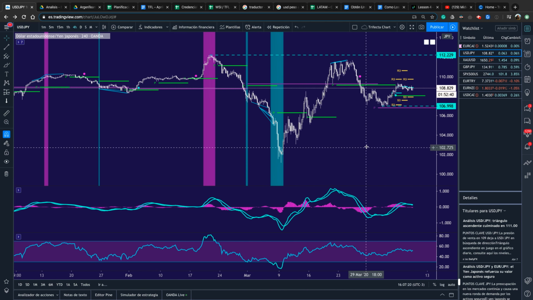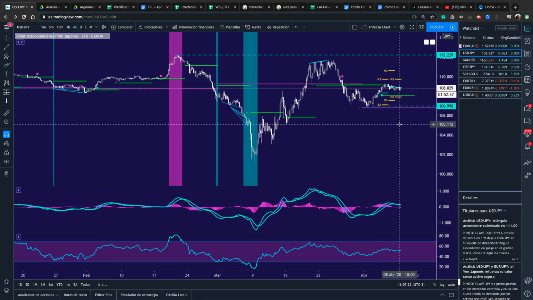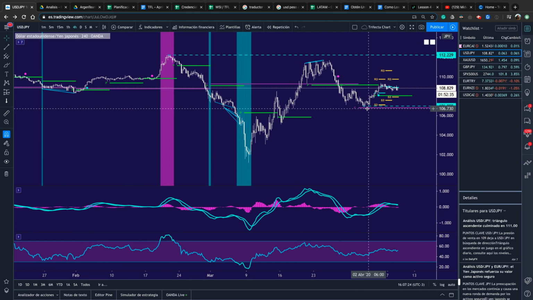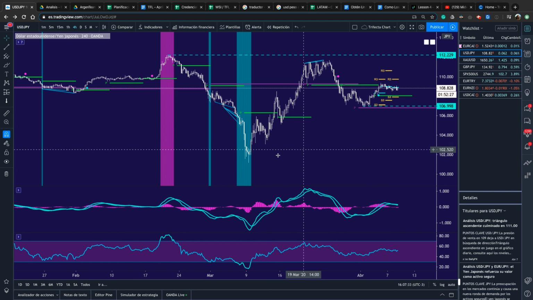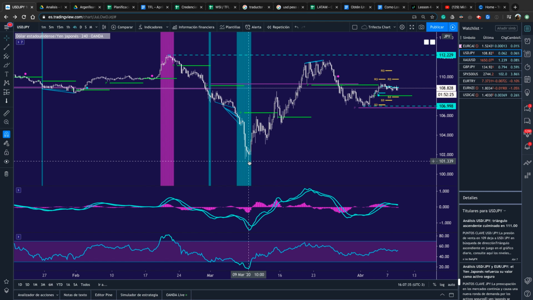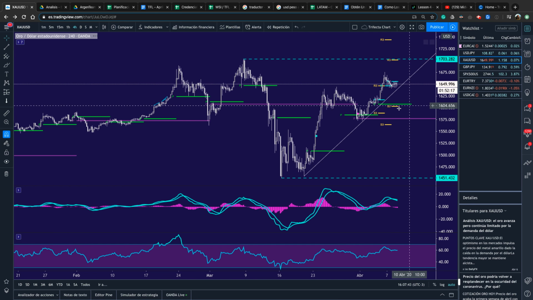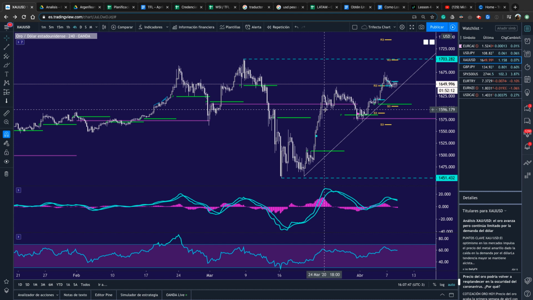I don't think that the market is going to break these kinds of levels of support, but if it does, I think we need to be cautious and look at the market if we break this level of the 101.